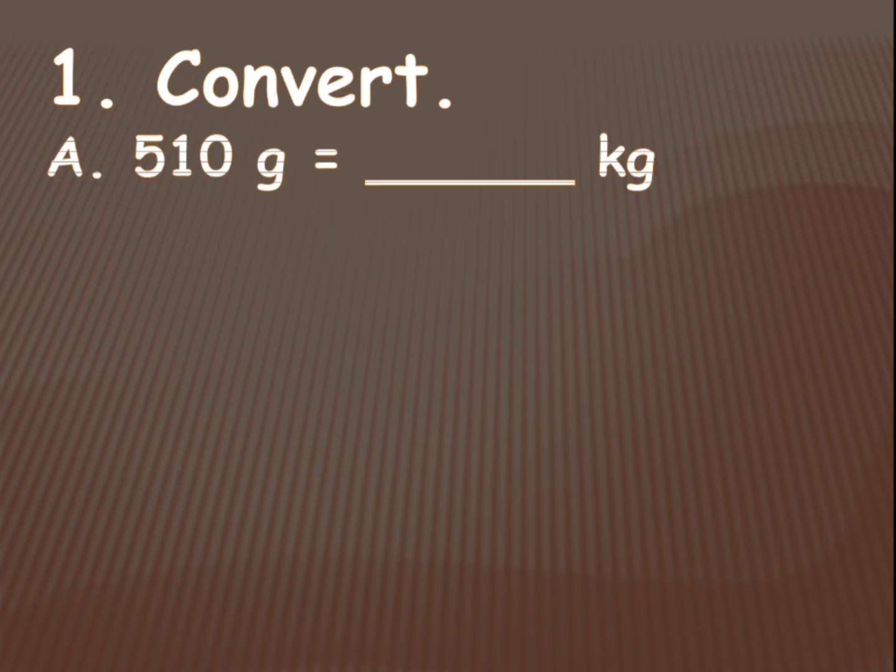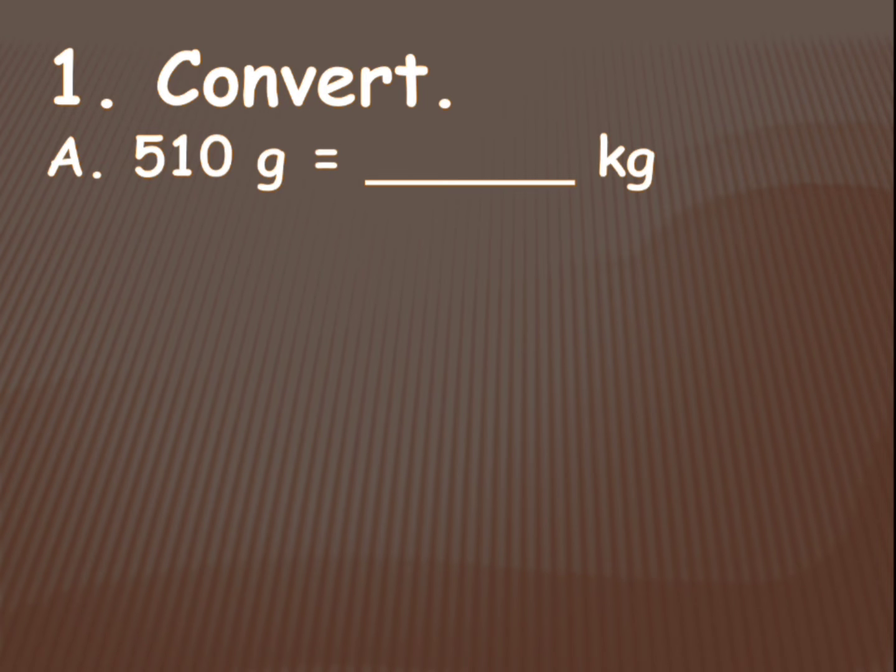Okay, children. Next, coming to your problems. So convert 510 grams is equal to dash kgs. So here we need to convert from grams to kilograms. So grams are small, kilograms are bigger. That means we need to divide, isn't it, children? So by how much? 1 kg is equal to 1000 grams, we already know.